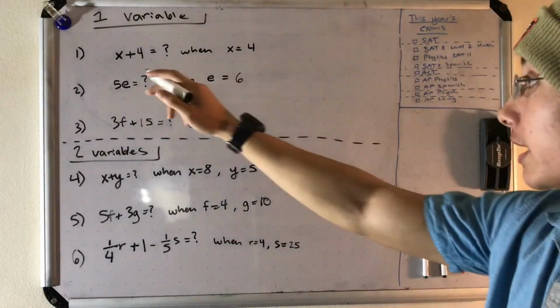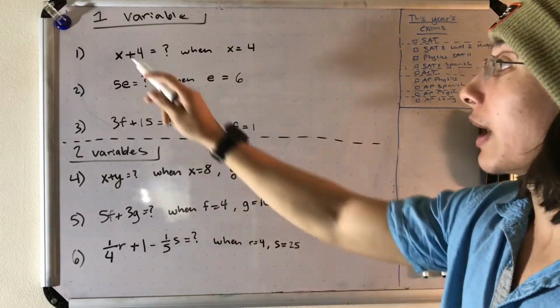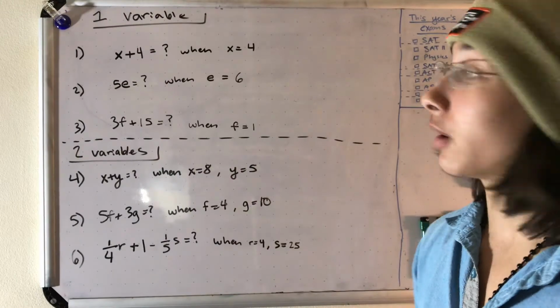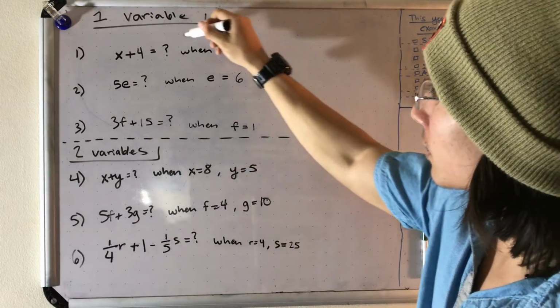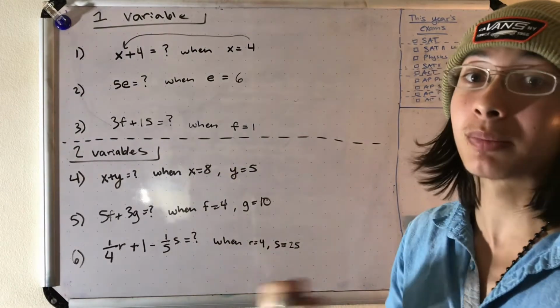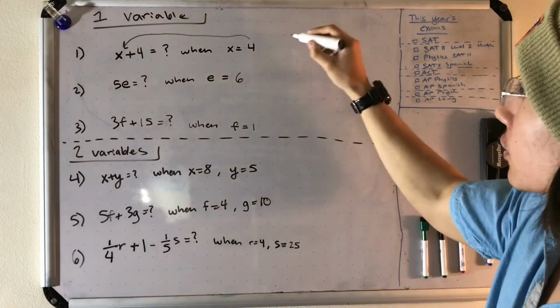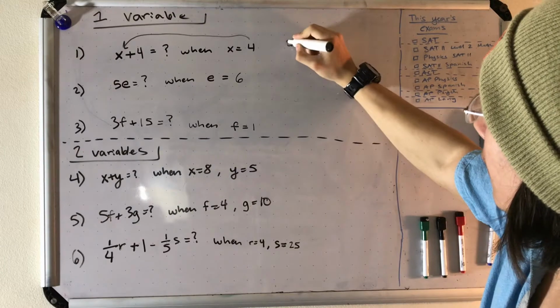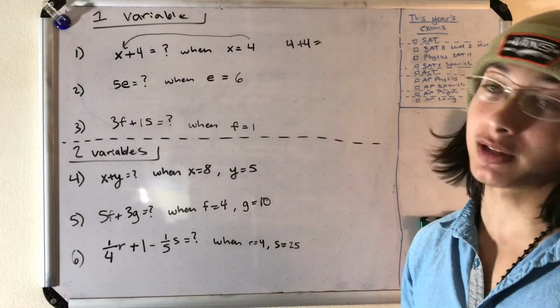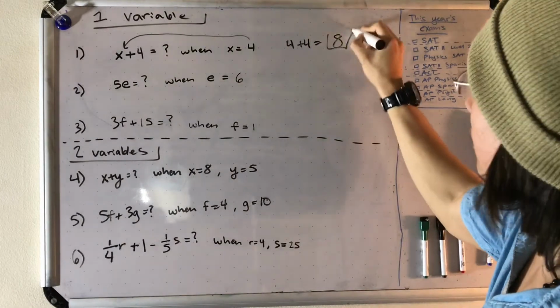So, for example, right here, number 1. Fairly simple. x plus 4 reduces to what when x is equal to 4? Well, if x is equal to 4, we're just going to plug that in there, which means we're essentially substituting or replacing the x with 4. So we're going to have 4 plus 4 equals, and then 4 plus 4 is obviously 8. That's the answer to number 1.